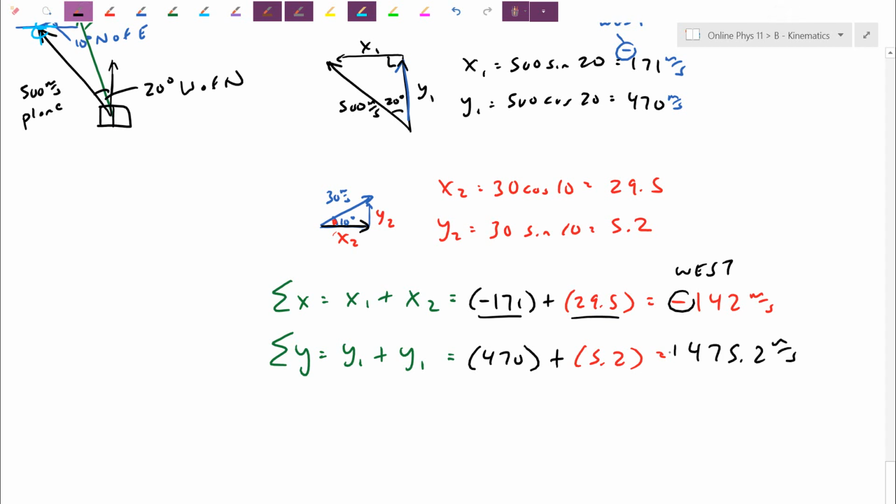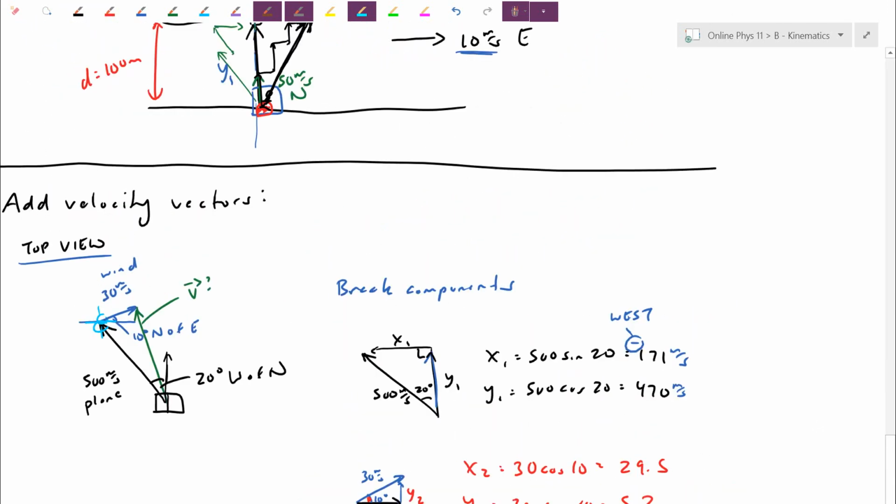And again, we just look at the convention here. This one came out as a positive number. In the y's, when it's positive, we know it's actually north. And now I've basically done it here. Effectively what we've done, we've broken down the two components.